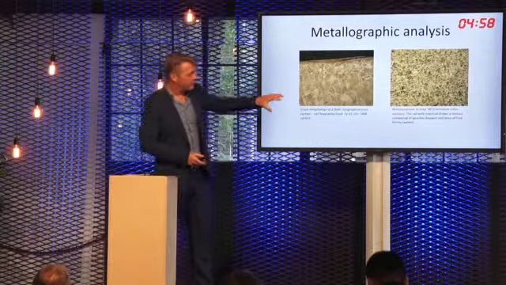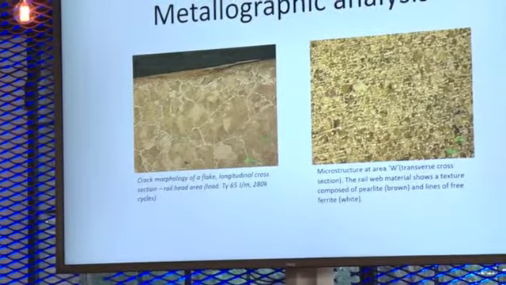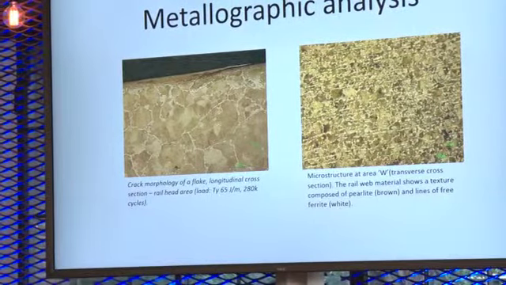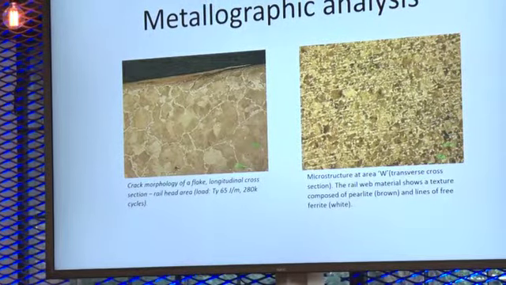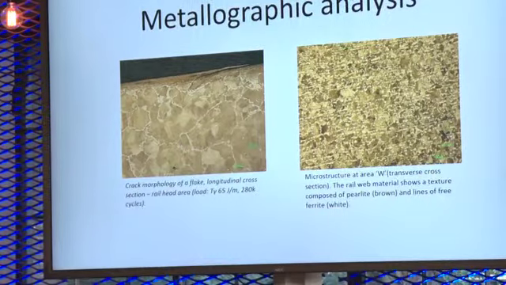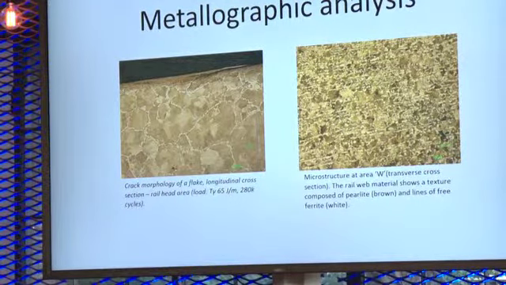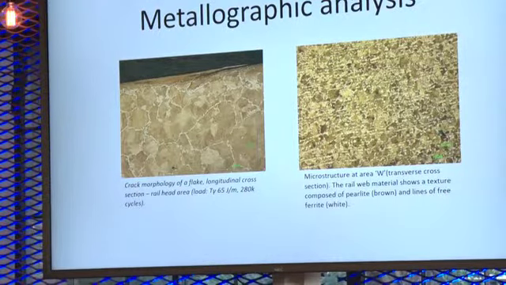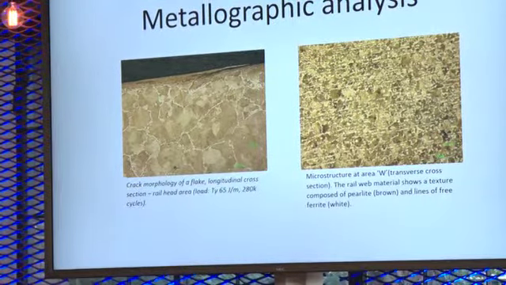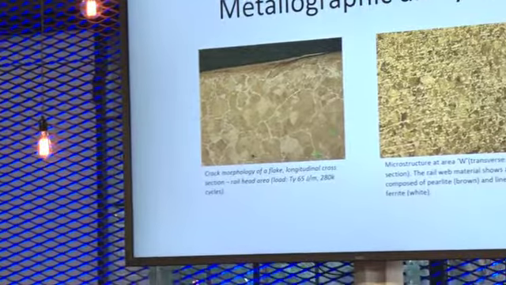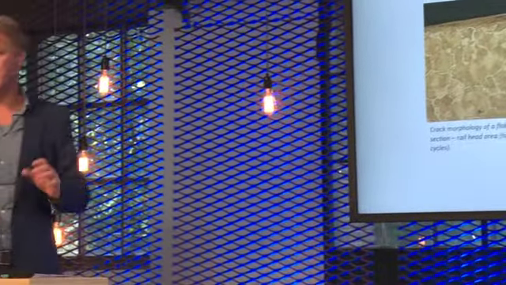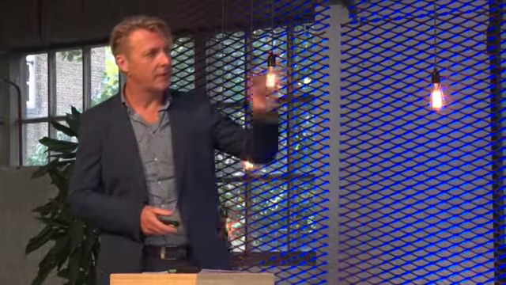You see a big difference between the material in the head of the rail, the perlite structure with some ferrite on the pre-austenite grain boundaries. The other picture is the microstructure at the web, and in the foot it looked basically the same. You see much more free ferrite, and this is also reflected in the hardness and also in the wear development we measured from the profiles.